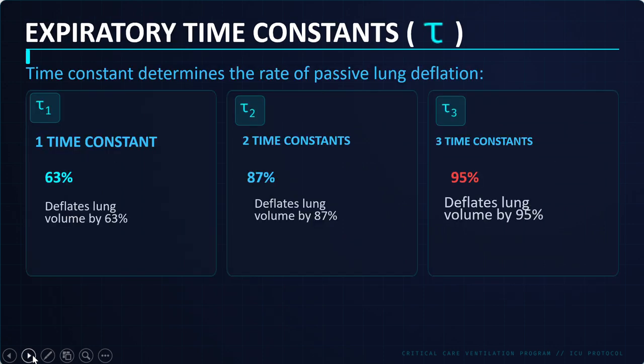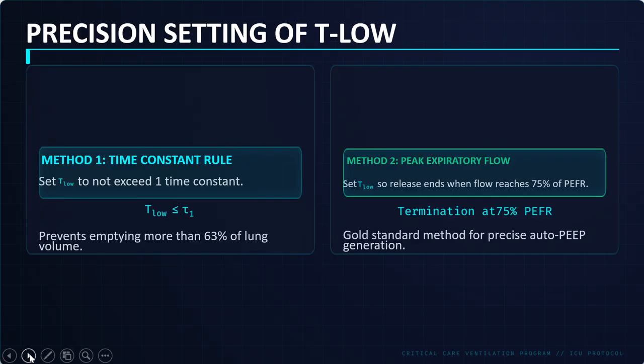Time constant: we discussed before that the time constant is important. Exhalation time constant: the first time constant deflates the lung by 63%, the second time constant by 87%, and the third time constant by 95% of the lung volume. And now setting the time low. Time constant rule: set T low to not exceed one time constant, to prevent emptying more than 63% of the volume.